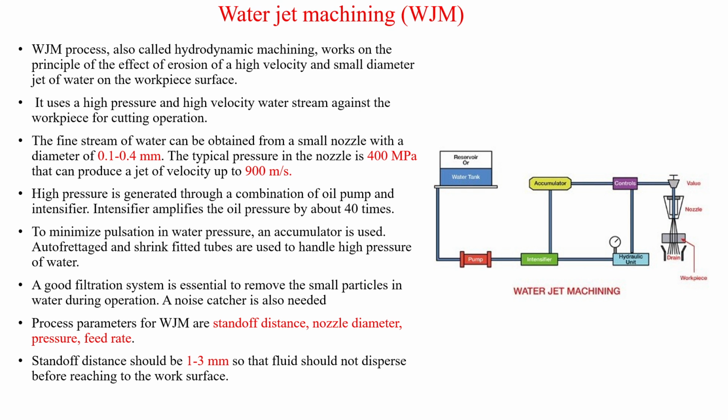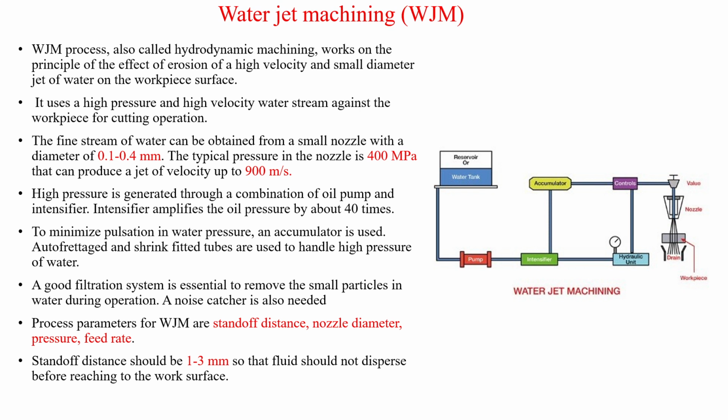And then the fine stream of water can be obtained from a small nozzle. The diameter of the nozzle is in the range of 0.1 to 0.4 mm, because the diameter of the nozzle should be very low, so that the less the diameter, the more the velocity. The typical pressure is very high, which is 400 megapascal, and the velocity produced is around 900. See, very high speed, because in case of abrasive you can have less velocity, because abrasives are themselves sharper, so they can hit. But in case of water, you need a very high velocity so that it can lead to a very high impact of water on the workpiece.